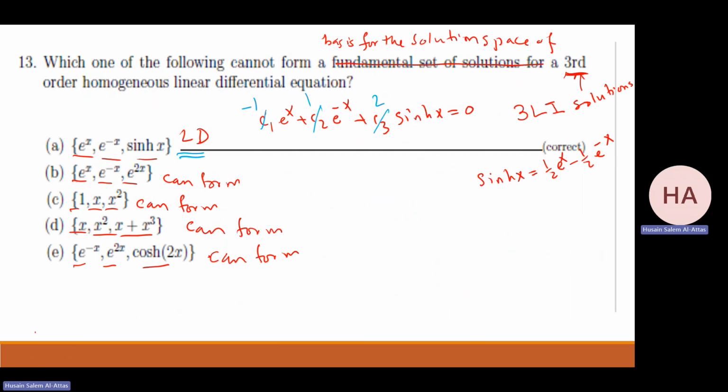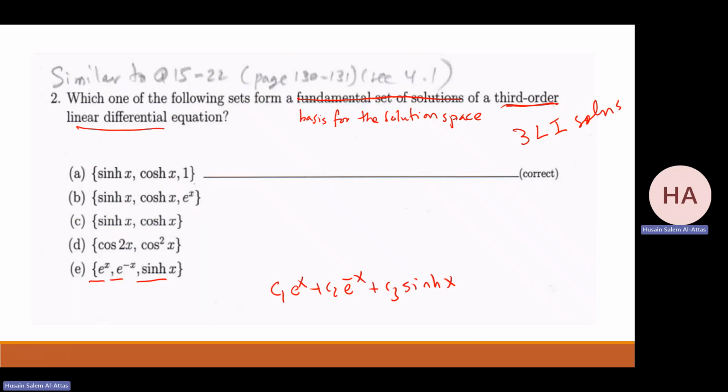The first one, they are linearly dependent, very clear. I have minus 1, 1, and 2, and that will make it 0. So they are linearly dependent, so they cannot form a basis. This one we have only 2, cancel. I need 3 linearly independent solutions to be a basis for the solution space of a third order differential equation.